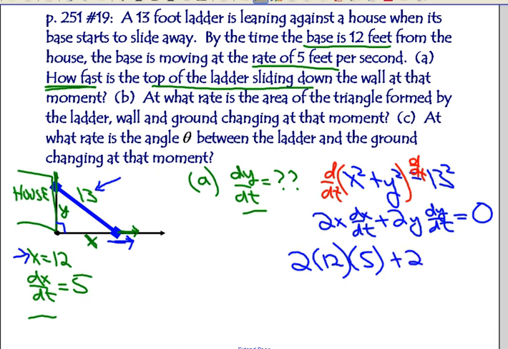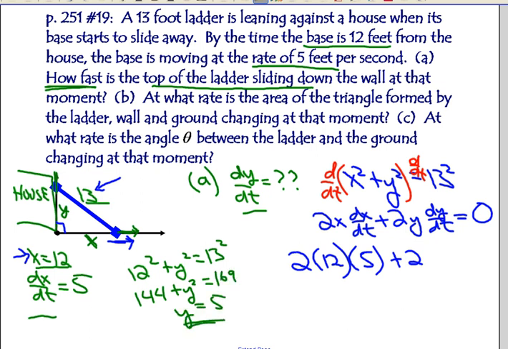Oh, shoot. What is y? We come back here. We had x is 12. The ladder is 13. We know the Pythagorean theorem. 12 squared plus y squared equals 13 squared, so we've got 144 plus y squared equals 169. You can solve that and figure out y equals 5. So we'll sub in the 5 for y. We're kind of seeing a symmetry here. So y is 5, and dy/dt was our question. This whole thing equals 0.